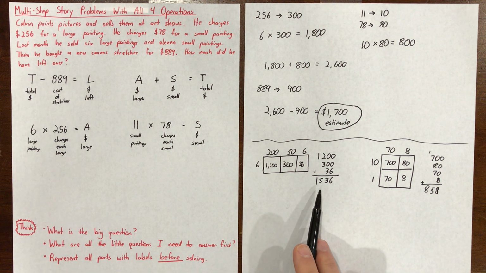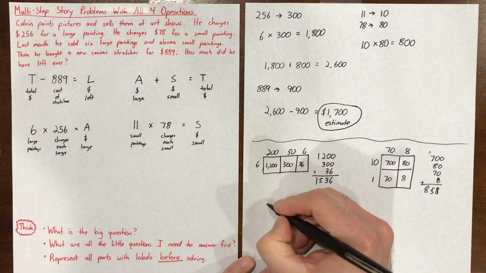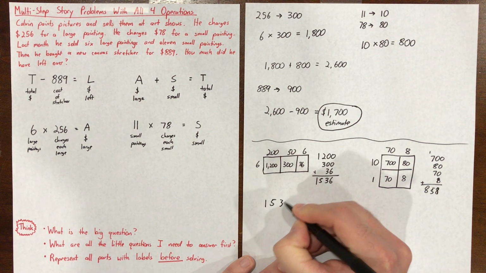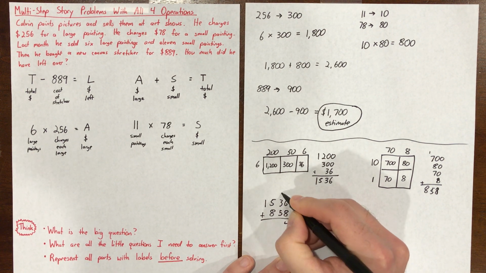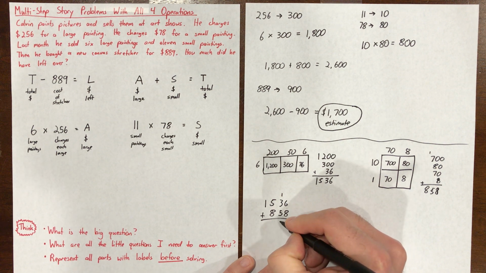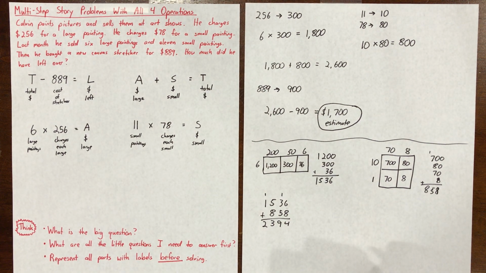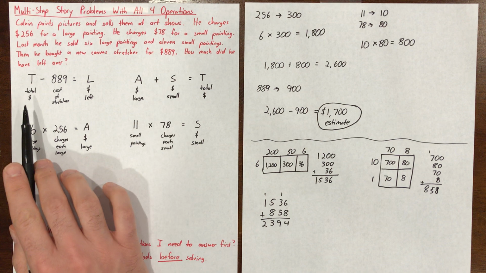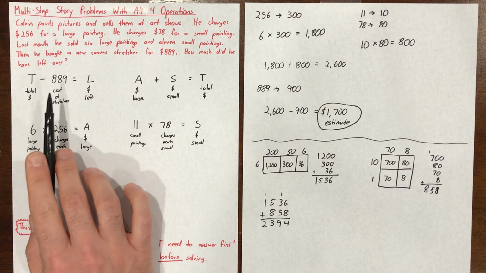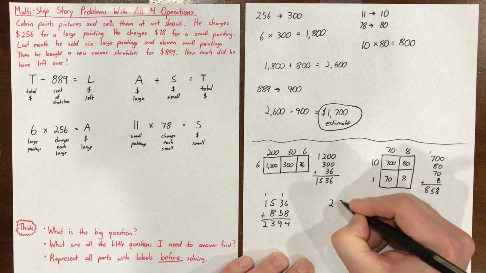Right, we need to add 1,536 and 858 together. Okay. 1,536 plus 858. 6 plus 8 is 14. Carry that 1. 9, 13, 1, 2,394. And then, what's the last thing we need to do? Say it out loud. Right, 2,394, that's the total amount of dollars that he made. Now I have to subtract 889, because that was the cost of the stretcher. So I'll go ahead and do that.